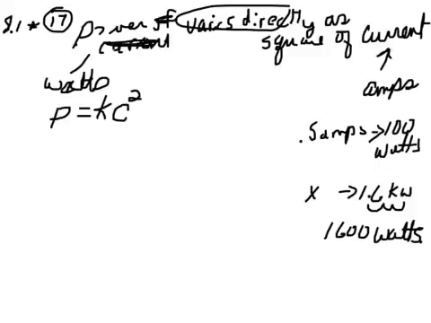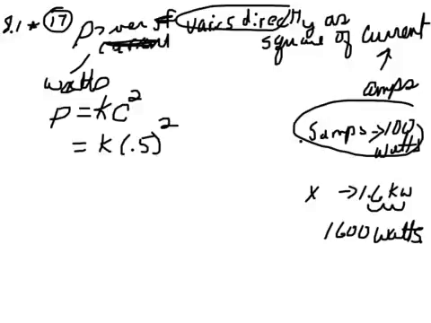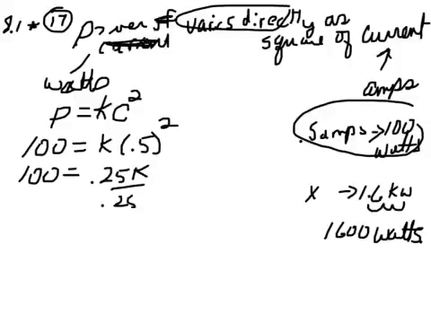So instead of using a proportion, we're going to say, okay, they gave me a set of information. They told me that a current of 0.5 amps, so I'm going to plug in 0.5 here. I'm going to put a square on it, generates 100 watts of power. I can solve this little equation and find out what K is, and then I can write the exact equation. Sometimes that's called the particular equation. I can write the particular equation for this word problem, okay? So I have 100 equals K times 0.25, that's 0.25K. That's what 0.5 squared is. If I divide both sides by 0.25, I get K is 400.